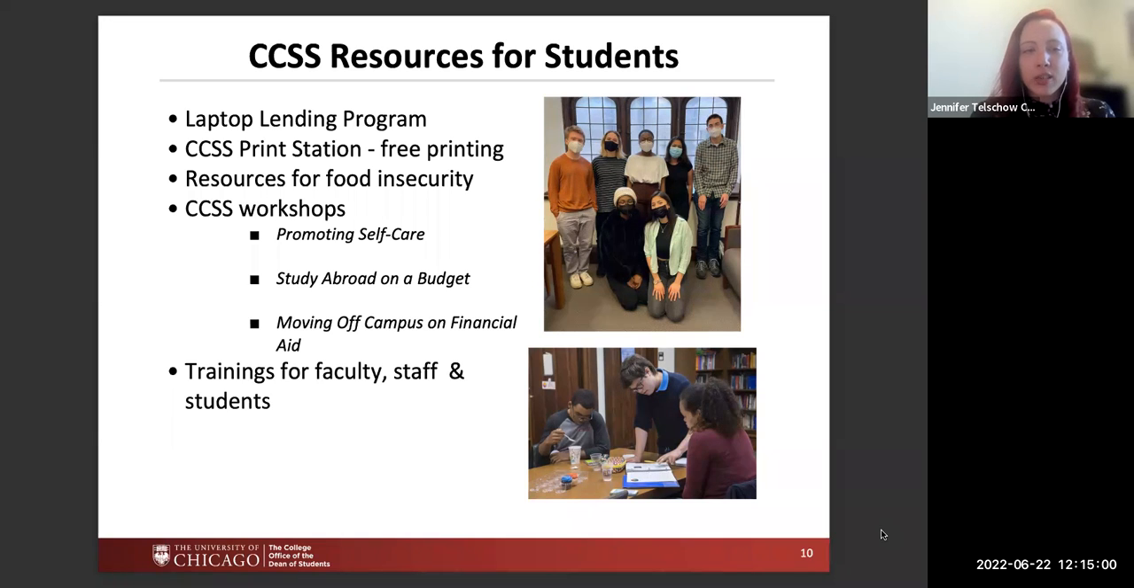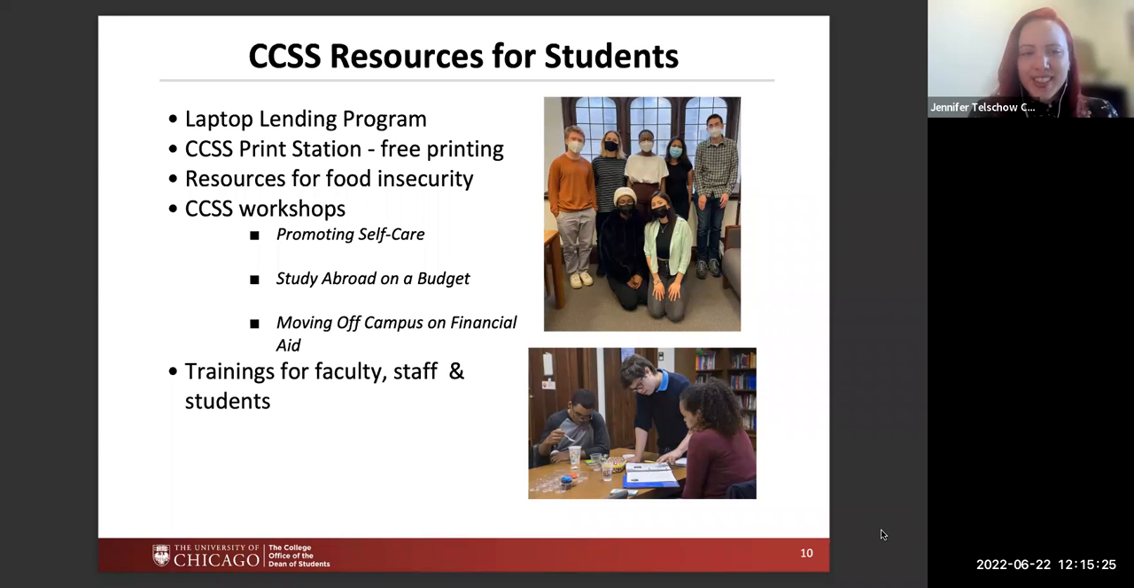We also have free printing. So in our office, we have a printer, and you're able to print for free. You do have to set up an account, but you get 100 free pages per quarter through our free printing program. We have resources if you're experiencing food insecurity, not enough food, not enough money to pay for food. We have some resources that can help out with that.